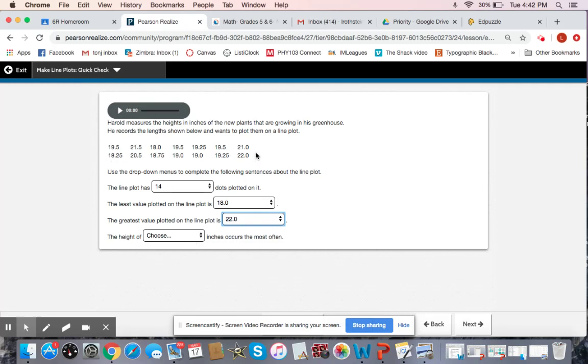And the height of blank inches occurs most often. So we're trying to find the most popular number in here that occurs most often. It looks like it would be 19.5. I see 3 times. So we're going to put that there. And again, I'm just looking at it, but what I would suggest you guys doing is actually lining up all the numbers from least to greatest.